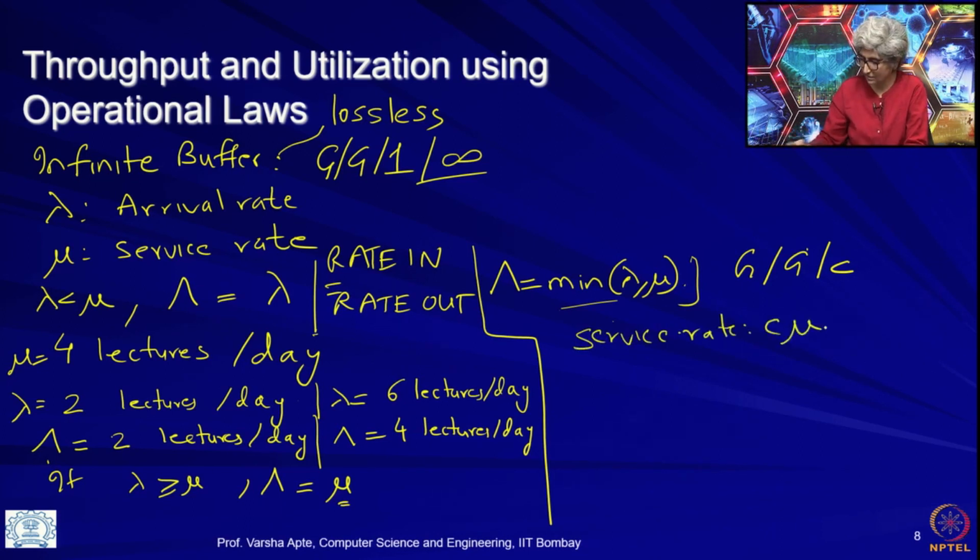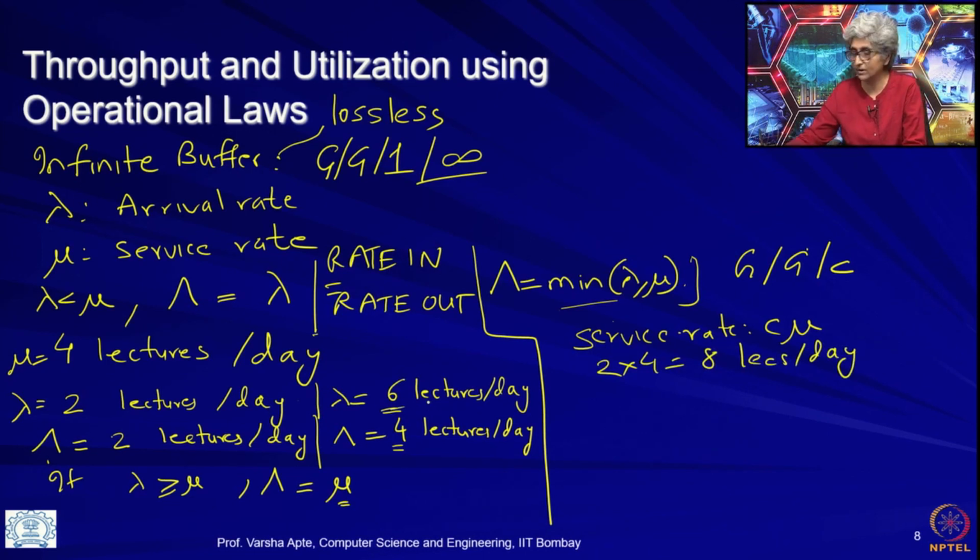Right. Same example you can take: if there were 2 of you, and we are talking about 2 students who should sit and just watch the lectures. Each one of you has the capacity to watch 4 lectures per day, so your total capacity will now be 2 into 4, that is 8 lectures per day. Now, if 6 lectures per day are coming together, he can watch 3, she can watch 3, and you can actually watch 6 lectures per day, right.